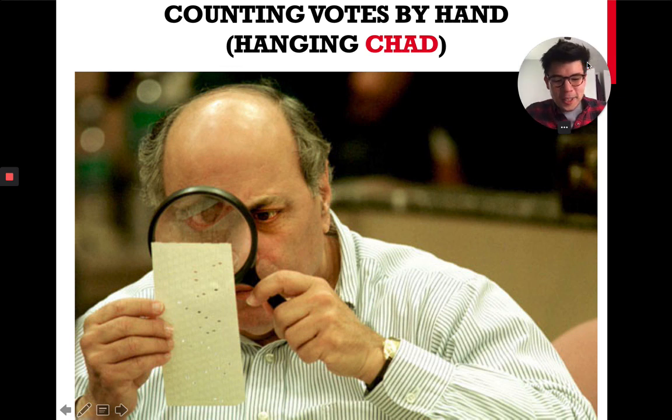So you would use your pen to punch out the dots on the candidate that you would want to win. And this would result in the little paper dot.